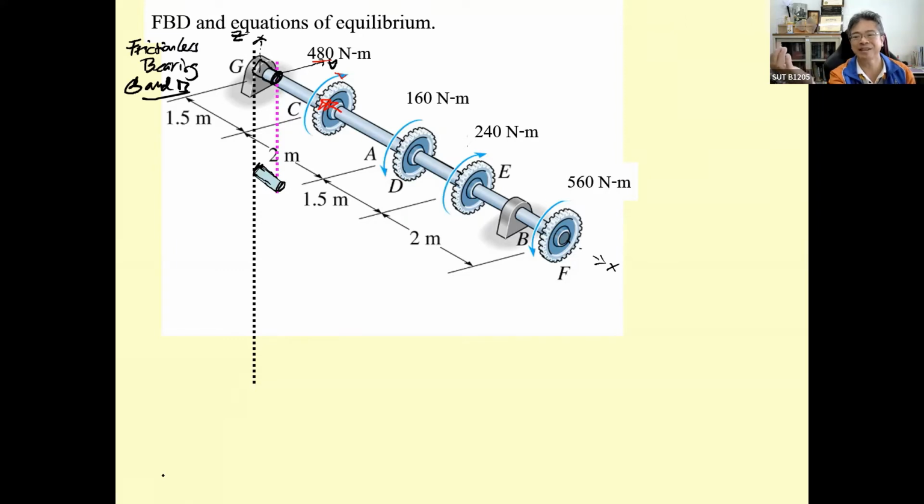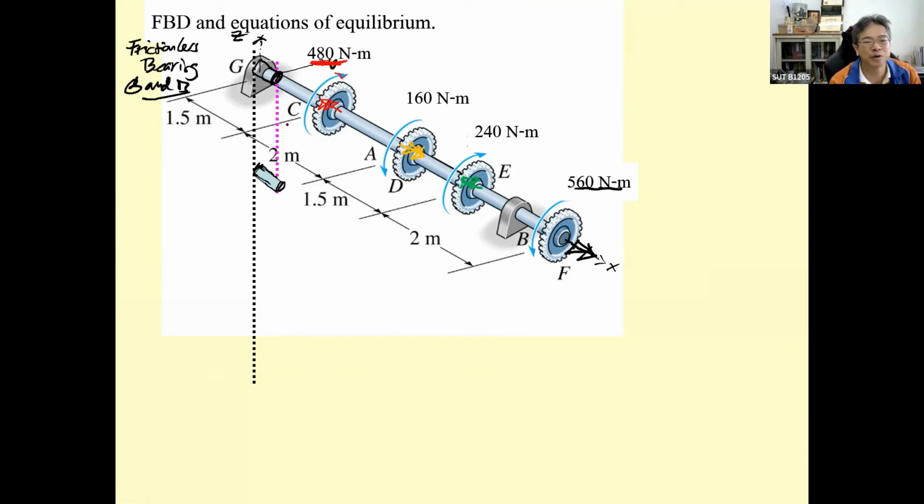How about 160? For the 160, you do another way. It's going to be in the opposite of the 480, and then you come to the 240. For the 240, you can see it's going to be in this direction. And then for the 550, it's going to be in this direction. So you have various torsions based on what we have over here.